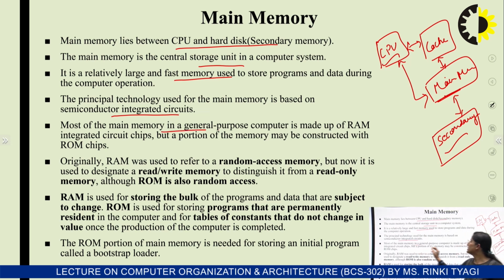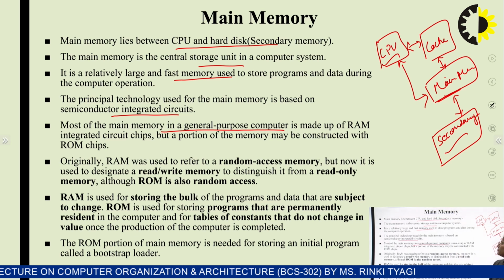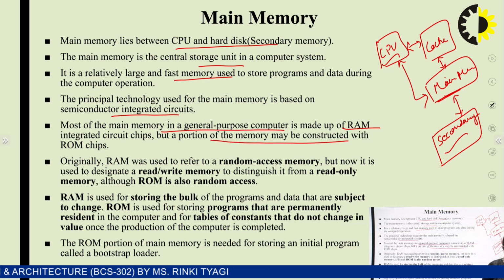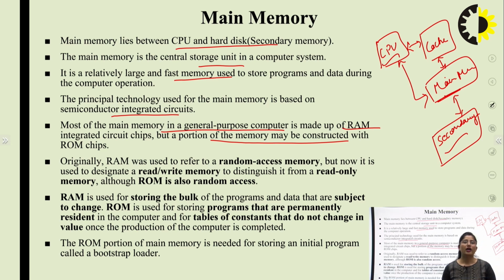Most of the main memory is used by general purpose computers, and most of it is made up of RAM, but some portion of memory may be constructed with ROM. RAM is your random access memory, that is volatile, and ROM is your read-only memory, where you can store software that always runs on the back end when you are going to perform your task. Data that can only be read by the client and cannot be modified by the client is always placed in a ROM chip.